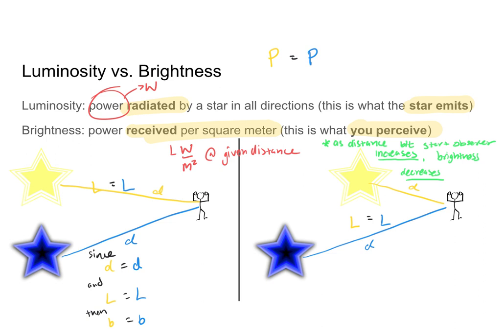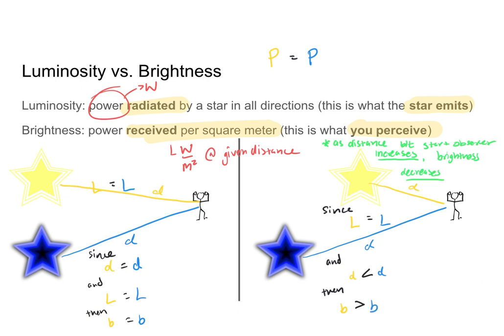So, since the yellow star and blue star have the same luminosity, and the distance to my yellow star is less than the distance to my blue star, then my yellow star is going to appear brighter than my blue star.